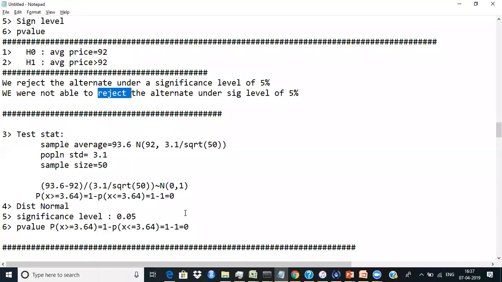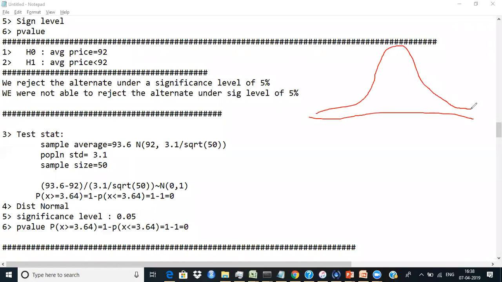Okay, and if it is greater than or lesser than, how does the calculation differ? I'm coming to that. All of you, you understand what we have done here? Now instead of greater than, if I make it less than, let's again plot the distribution. The distribution under null hypothesis remains the same. So it is still a normal distribution with a mean at 92. I've got a sample average of 93.6.